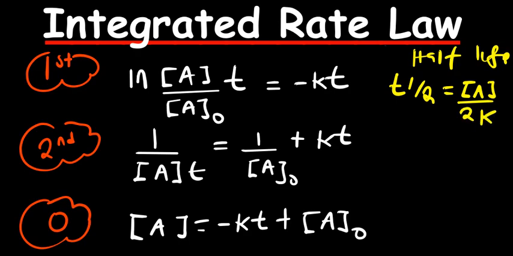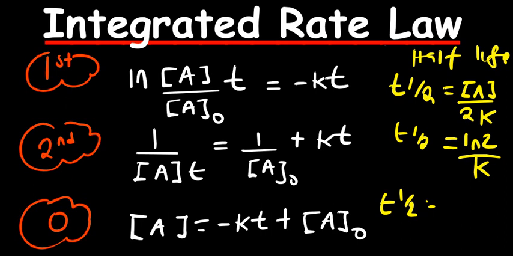Okay, then the T half of a second order reaction is going to be natural log of 2 over K. Then for a zero order reaction, the T half, or the half-life, will be equal to, it's not really natural log, it's going to be 1 over K multiplied by the initial concentration of A.